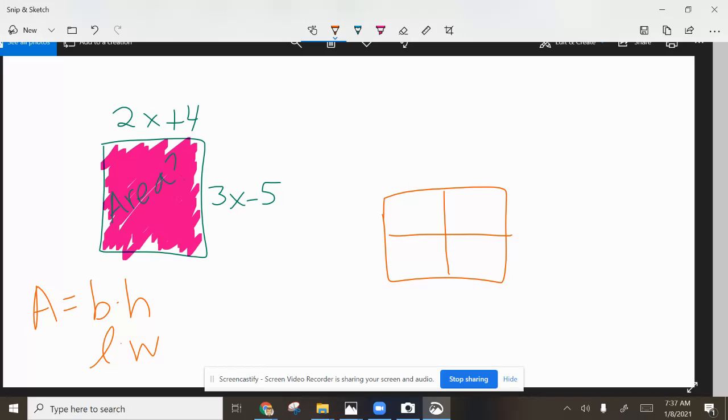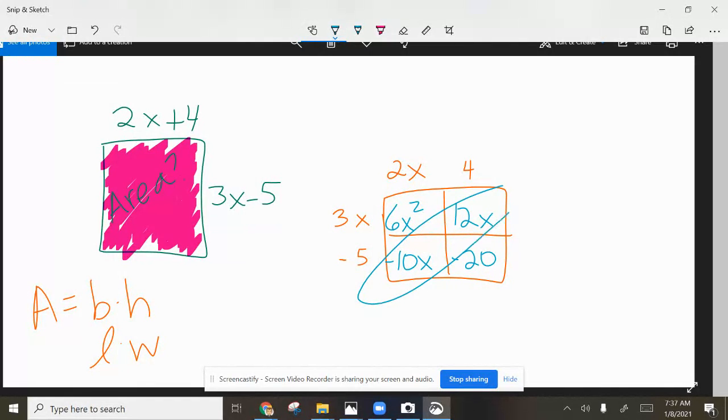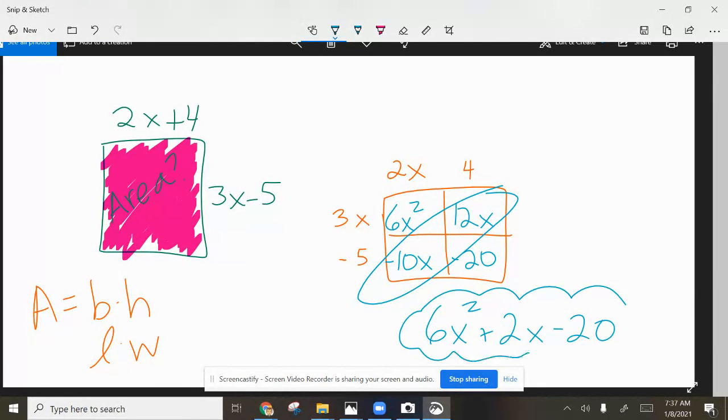So let's go ahead and set it up. 3x negative 5. 2x positive 4. Make it 6x squared. 12x. Negative 10x. Negative 20. Don't forget you have to combine those like terms. Oops, that's a positive 2x. All right, almost got myself there. And then your answer is this trinomial.